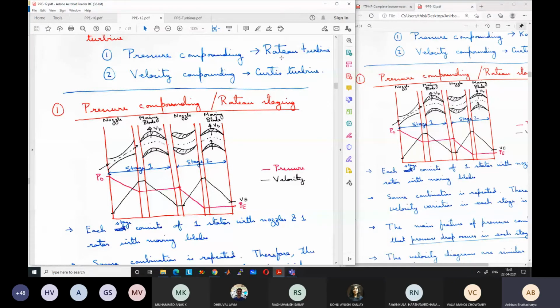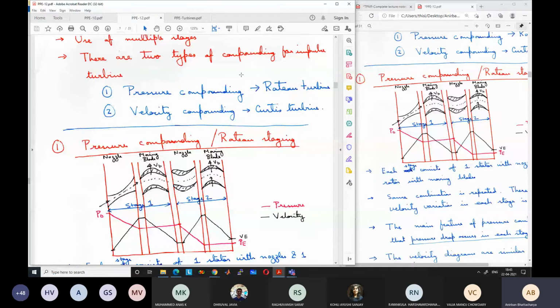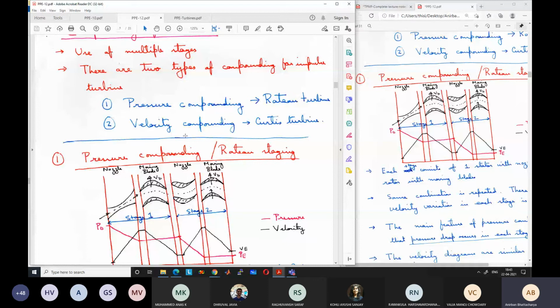Sometimes in engineering books you will see that instead of calling pressure compounding and velocity compounding, they are directly saying that there is a Rateau turbine with two stages, or there are two Curtis stages. It means that Curtis stages means velocity compounded turbine, and Rateau stages means pressure compounded turbine. So let us try to understand what is pressure compounding and what is velocity compounding.